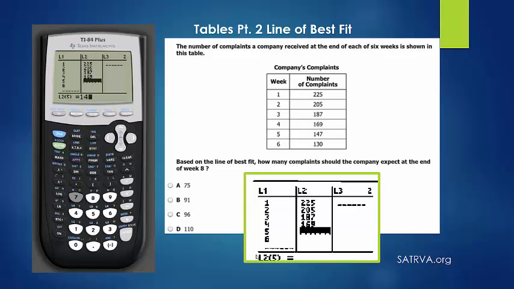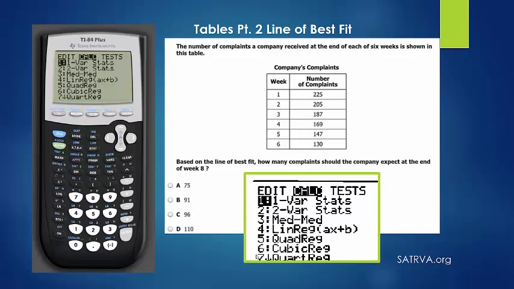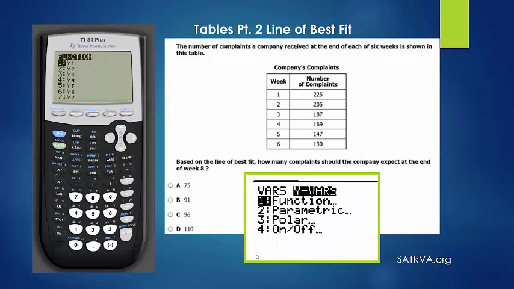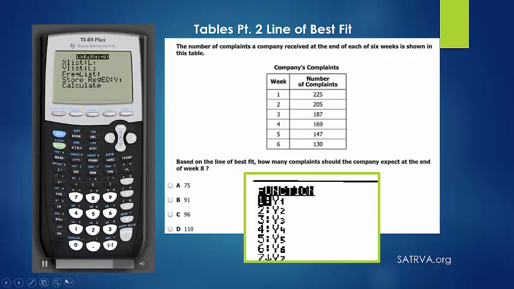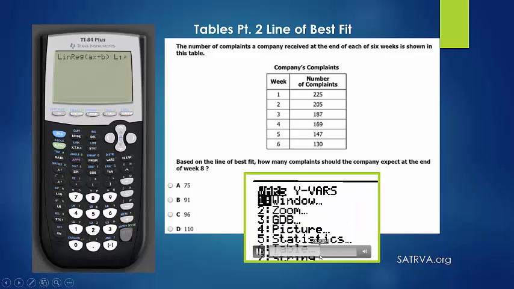Okay, now almost done typing in the data. Okay, now we're going to go Stat, and then we're going to go over to Calc, and then we're going to go down to 4, to LinReg. And then we're going to go down to Store Regression Equation, and then we're going to press Vars, YVars, and hit Function. Now I'm going to pause it right there and we'll review that one.